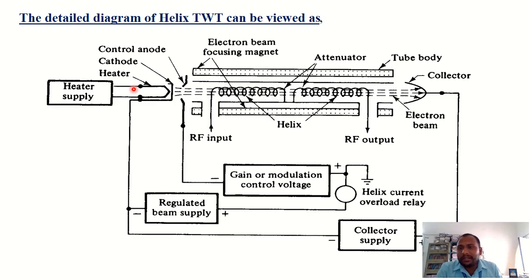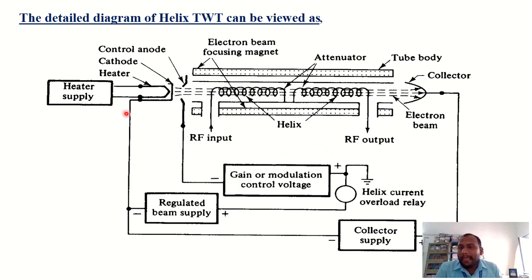Coming to the other side, there is a heater with a combination of anode and a cathode, which is connected to the regulated power supply. By applying the beam voltage, the energized heater with the cathode generates the electron beam, and that electron beam travels from cathode to anode side, and finally it enters into the helix slow wave structure. And there are two inputs here.